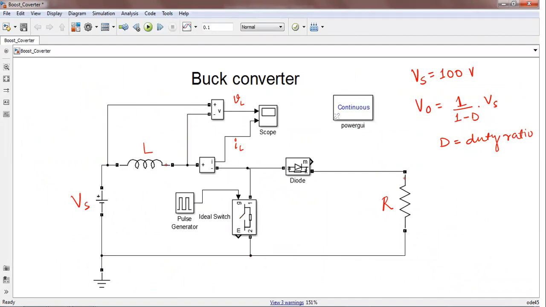As you can see over here, compared to previous, what is the change? The inductor is coming in front, switch is now across the supply, and the diode is with a forward bias connection in this fashion. Here we are measuring the voltage across the inductor and current through the inductor, right? And expected output is going to be V0 equals Vs divided by 1 minus D, right?